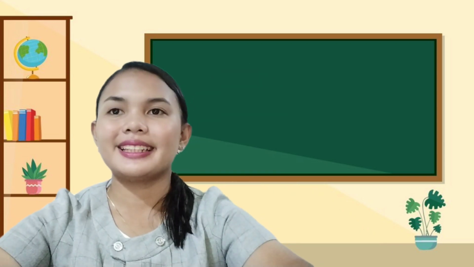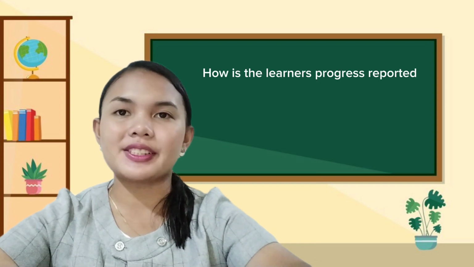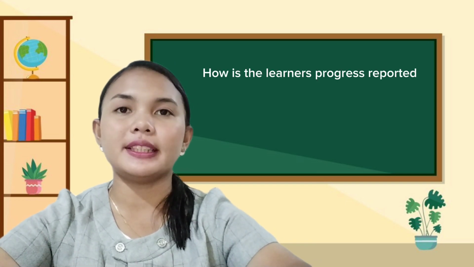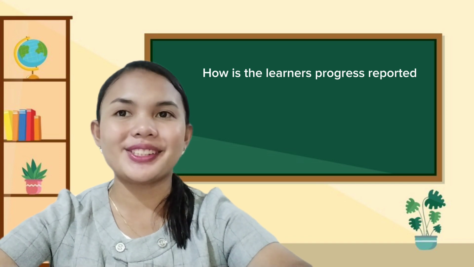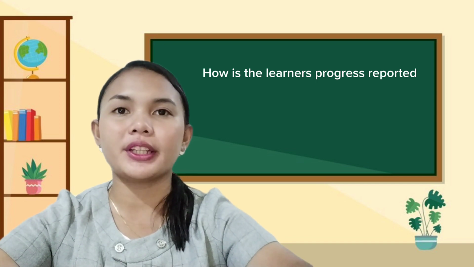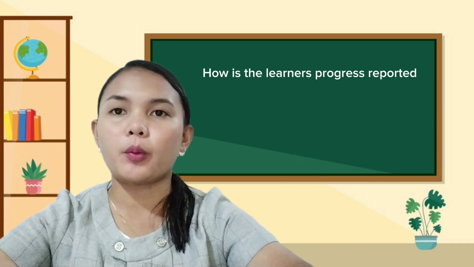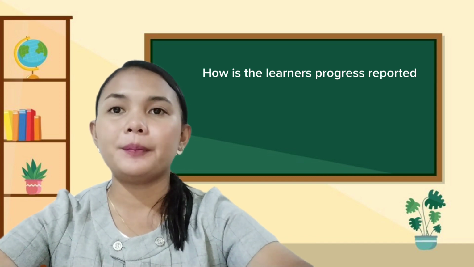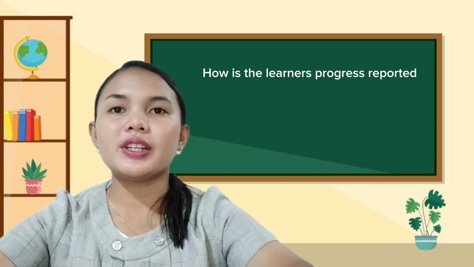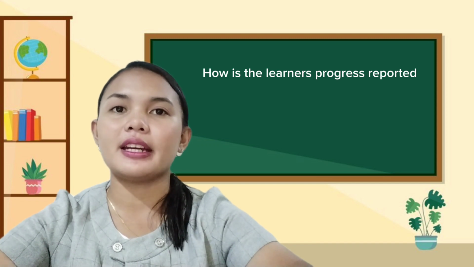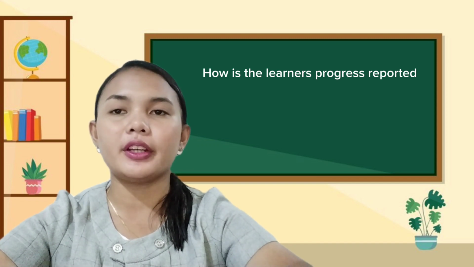So it is important to note that the grading policy may vary from school to school, and it is important to check with the school for their specific grading policies and procedures. So how is the learner's progress reported in junior high school? In junior high school, the learner's progress is reported through the Learner's Progress Report Card, or the LPRC, which is issued at the end of every grading period.